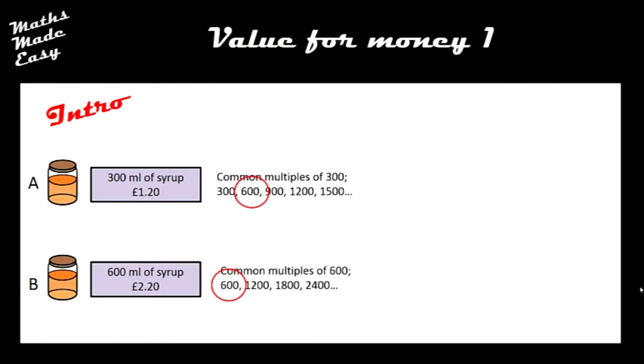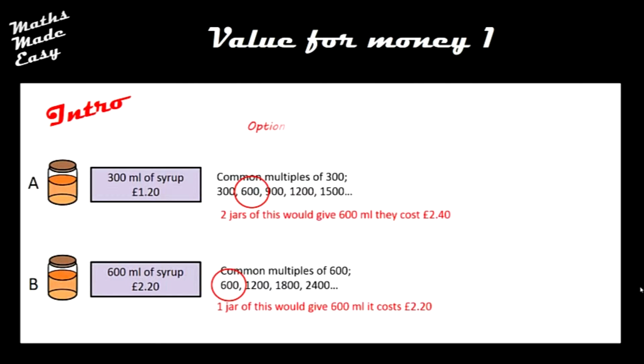Now because 600 is the second multiple of jar A, that means I need two of those jars, and that would cost me twice the amount of money that they originally cost, so £2.40. And the other one, well, I just need the one jar of that, and it costs £2.20. Now that I'm comparing 600 mils against 600 mils, I can see quite clearly that option B is the cheapest option, and I need to make that explicitly clear when I write my answer.